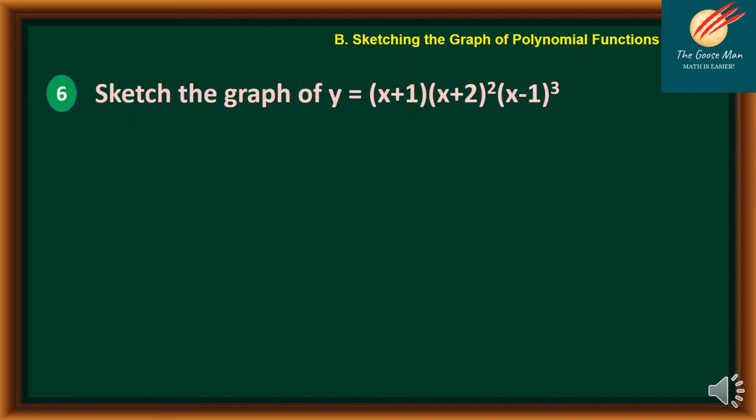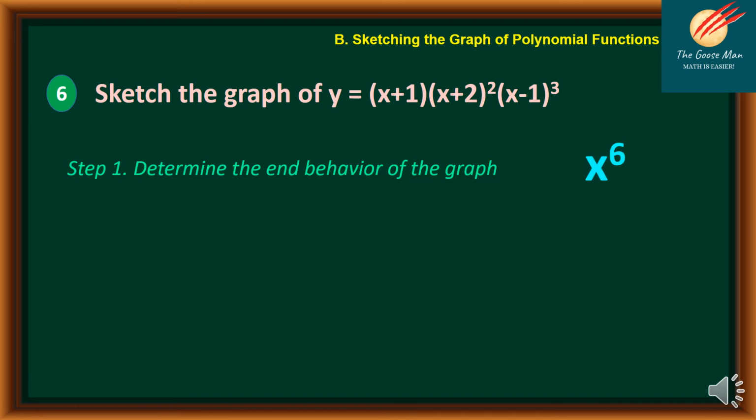So let's sketch the graph of the function y is equal to (x plus 1)(x plus 2) squared (x minus 1) cubed. So, the first step is to determine the end behavior of the graph. So we will take first the highest exponent that we can derive from the function.